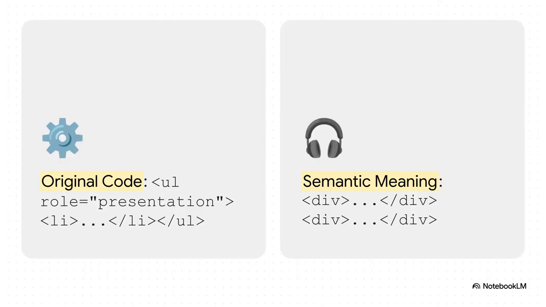And this slide just nails that transformation. On the left, there's our code, a list with the role on it. But on the right, that's what the assistive technology actually hears. The whole list structure is gone. To the screen reader, it's as if they were just plain, unstructured divs. The structure gets flattened, leaving only the good stuff, the content.